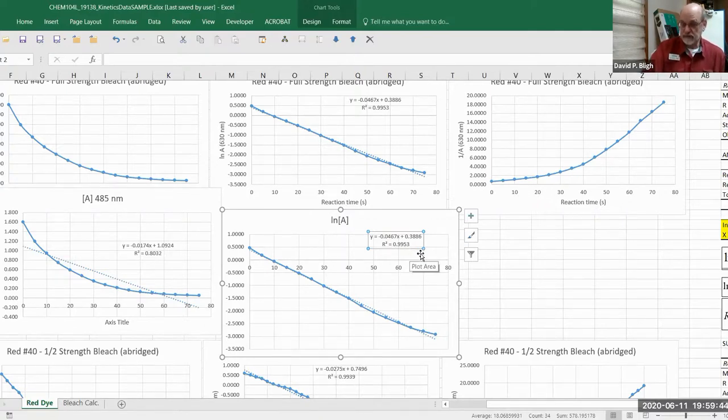That's very good. And you can see from the drawing of the trend line, that small dotted line, that it very closely fits that value. So we suspect that it's first order.